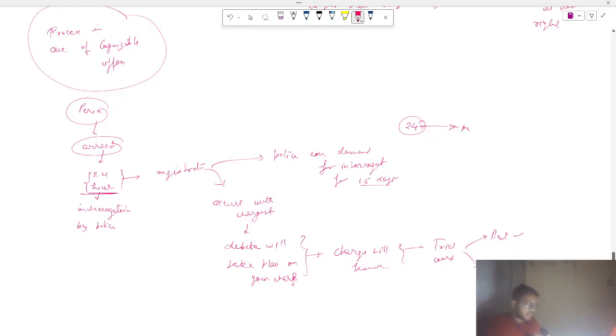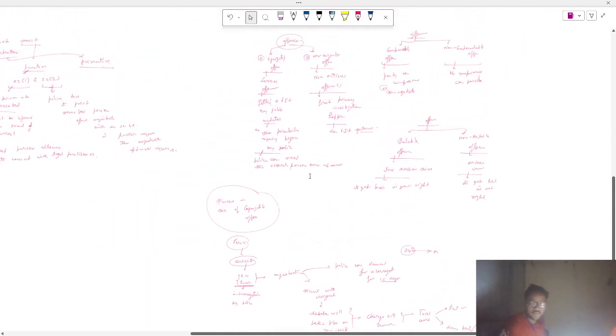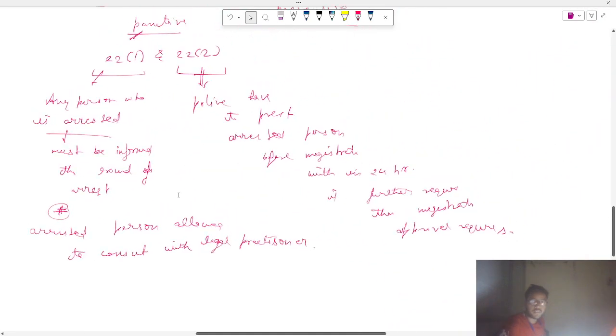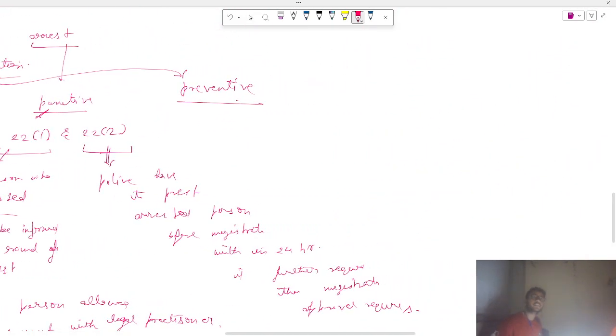So this is the procedure followed under Article 22. Now we have discussed Article 22 clause 1 and various offenses, but we have not yet discussed punitive versus preventive. We have discussed the punitive; now we will discuss the preventive.